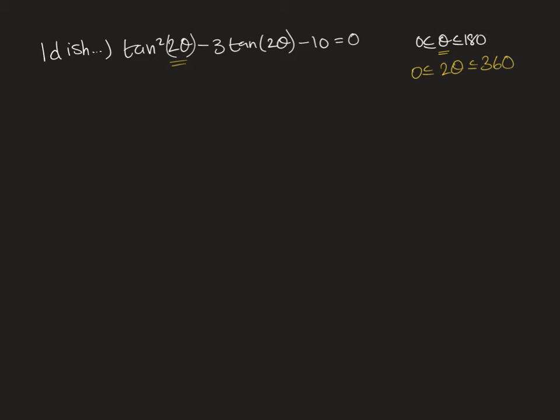Now we've got a quadratic in terms of tan 2 theta. If we can factorise this, we should. If not, you could use the quadratic formula, or you could use the quadratic formula anyway. If you like, you could substitute tan 2 theta for x to show that x squared take away 3x take away 10 is equal to 0, and factorise that quadratic. I know from past experience you tend not to do that, so I'm not going to either, but you could. So I'm going to factorise this in terms of tan 2 theta.